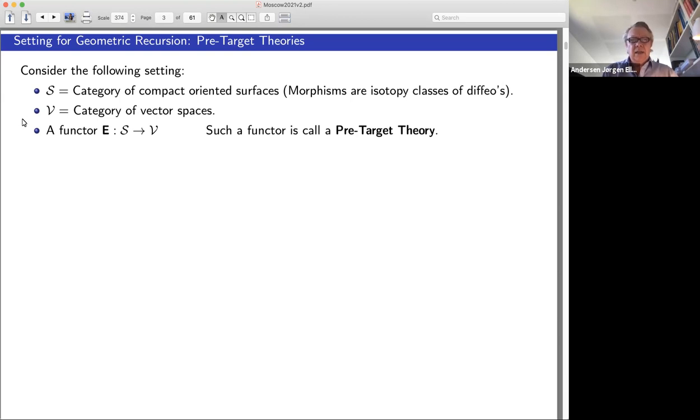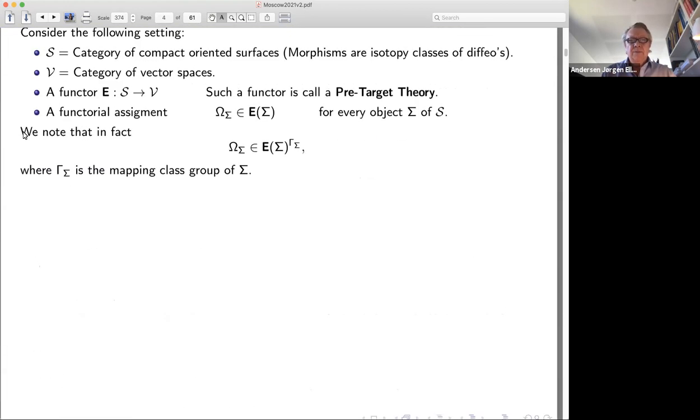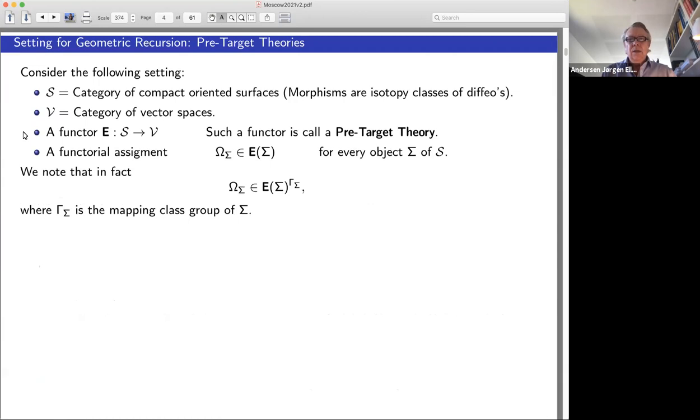And then we ask that there is a functor E from the category S to the category V. And such a functor we will call a pre-target theory. So in other words, it's something that associates vector spaces to surfaces in a functorial way. Okay, so what the game of geometric recursion is, is to produce a functorial assignment of omega sigma inside the vector space associated to sigma for every surface, so for every object in S. And we want this whole thing to be functorial, of course.